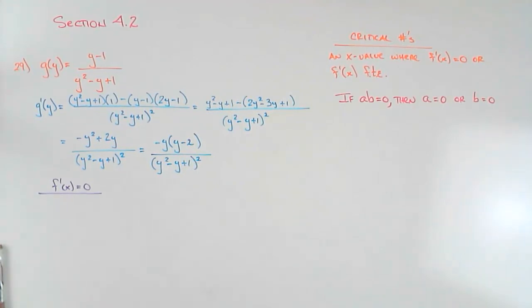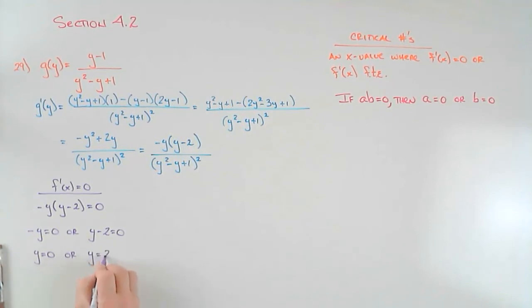Now, our derivative is a fraction, right? We know from algebra that fractions equal 0 when the numerator is equal to 0. So we're going to take our numerator and set it equal to 0. Negative y times y minus 2 equals 0. Again, we're going to employ our zero product property. So we get these 2 factors, negative y equals 0 or y minus 2 equals 0. Solving this, we get y equals 0. Solving this, we get y equals 2.